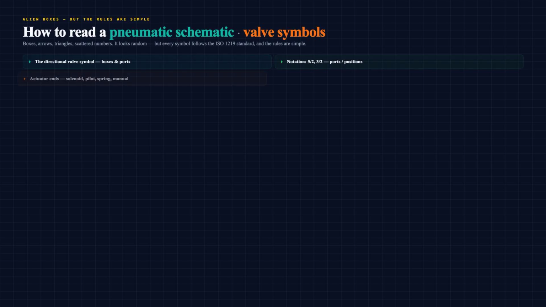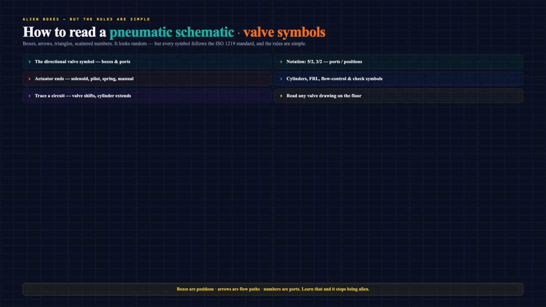A pneumatic schematic looks like a wall of alien boxes. Arrows inside them, little triangles on the ends, numbers scattered around the ports. The first time you open one, it is genuinely intimidating. But here's the good news. It is not random. Every symbol on that drawing follows one standard, ISO 1219, and the rules are simple once someone walks you through them.